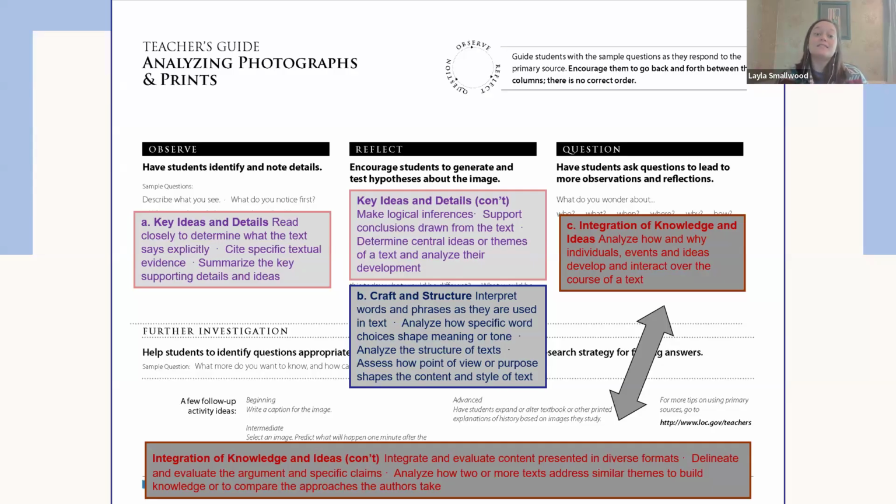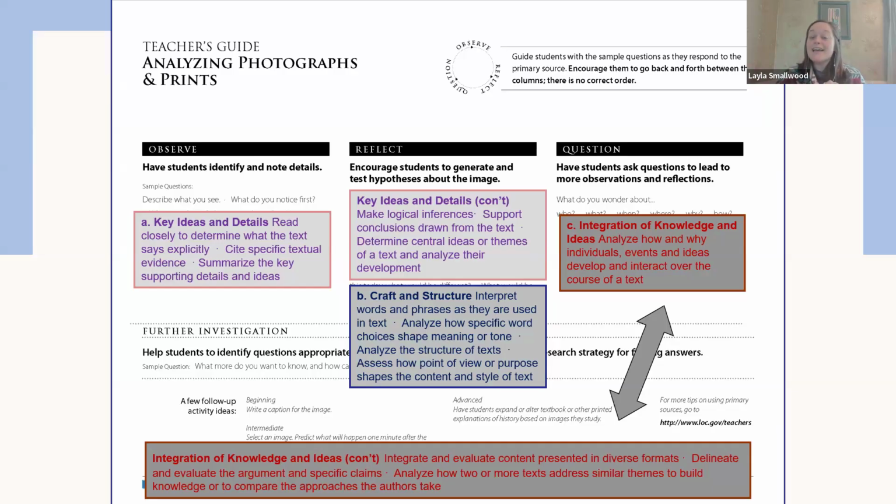On reflect, this is where you push students to dig into those observations that they made. Think about the key details, the key ideas. Are there any words used in this text that you need to analyze a little bit deeper? Assess points of view, like we were saying, why are they using this picture? But then we kind of went into a whole rabbit hole of who's using this picture? Why is this picture being used? So different pieces with that.